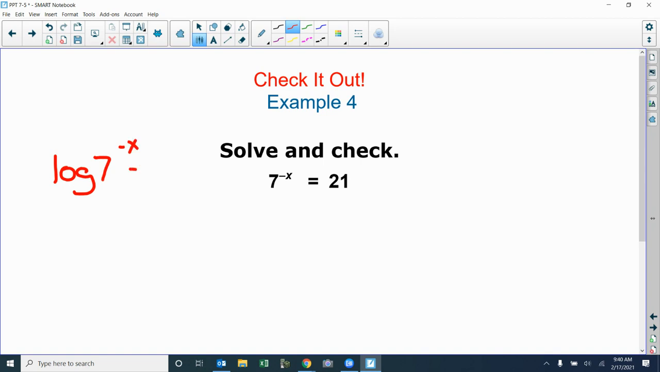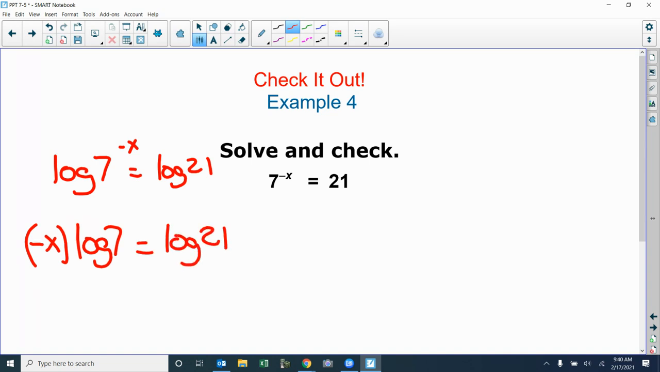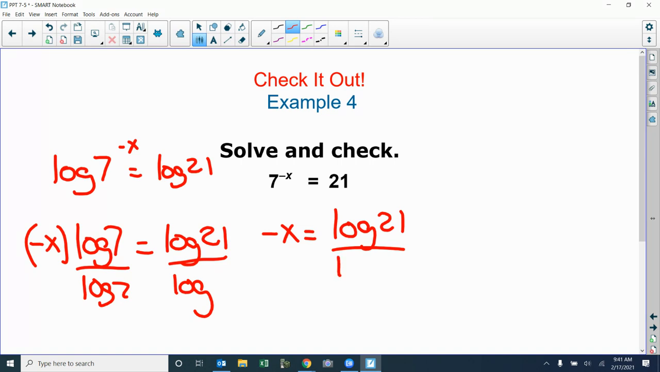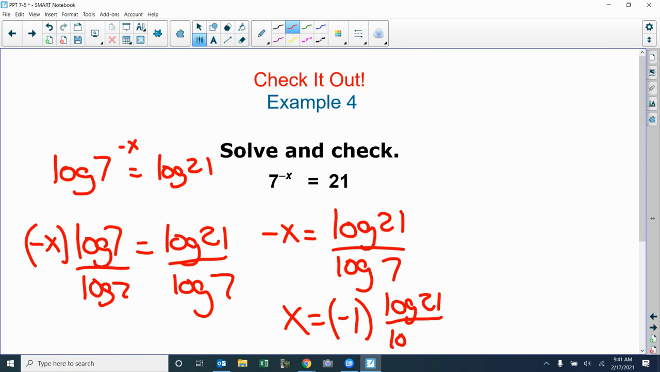Log 7 to the negative x equals log 21. Negative x comes down out front. Log 7 equals log 21, so negative x equals log 21 divided by log 7. So you're going to have negative x equals, in your calculator, log 21 divided by log 7. Now, then I'm going to have to multiply by negative 1. So x is really equal to negative 1 times whatever log of 21 divided by log of 7 is. This is really on the calculator. You got it?